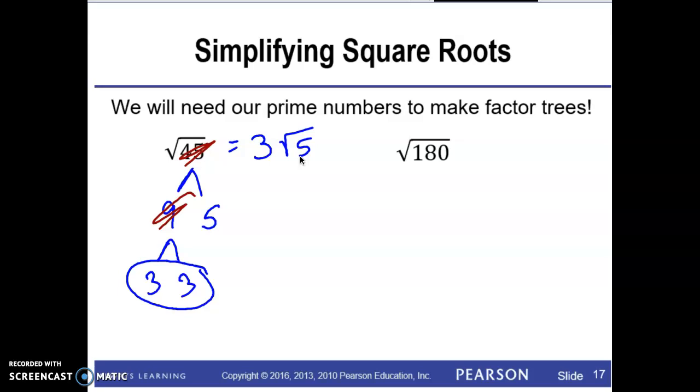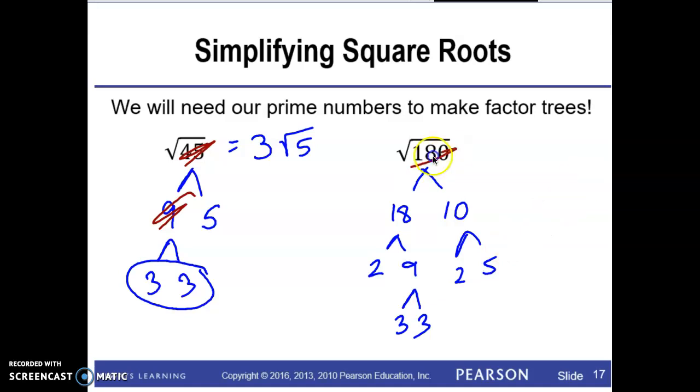Okay, let's do the same thing with 180. So 180, that's 18 times 10. Using my divisibility rules there, I see it ends in a 0, so 10 is the easiest choice for me there. 18 is 2 times 9, and 9 is 3 times 3. 10 is 2 times 5. And then just like I did before, I'm going to scratch out all my composite numbers. And the reason why is because if I'm going to tell my students that all the numbers that don't have a buddy have to go back inside, well, 18, 10, 9, those don't have a buddy.